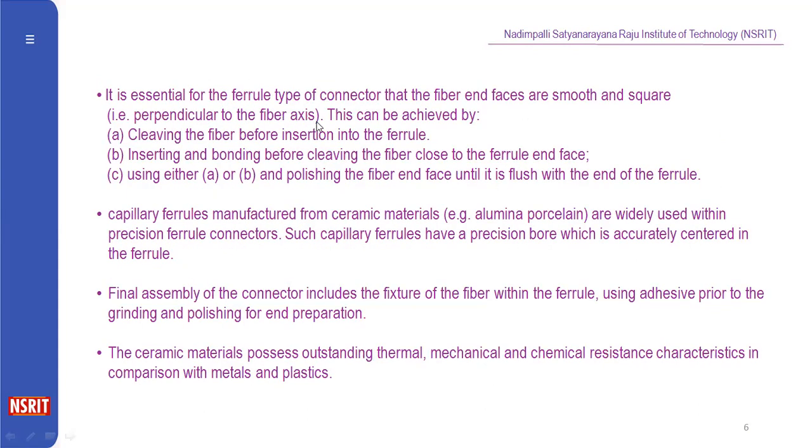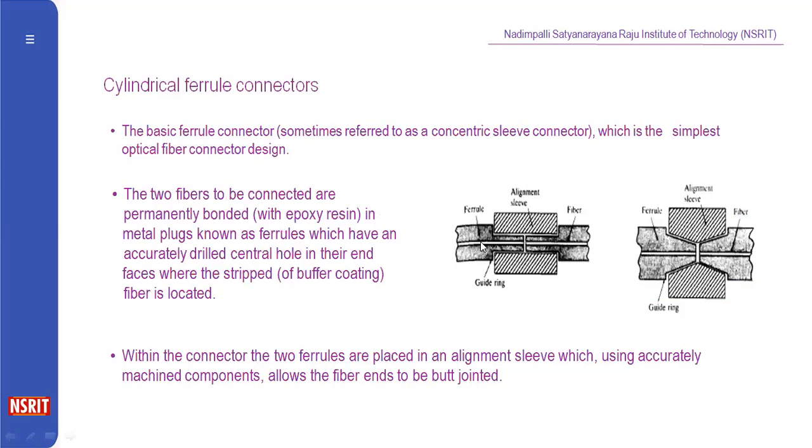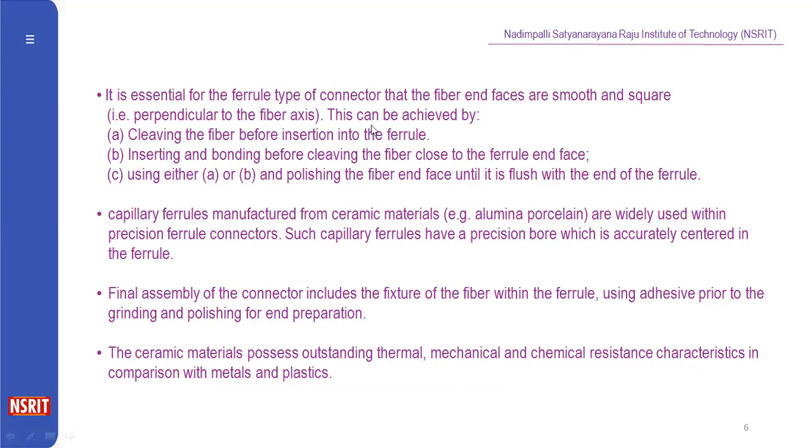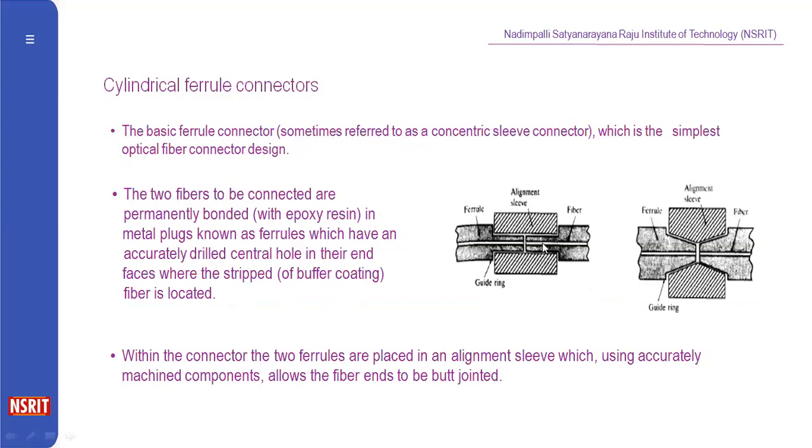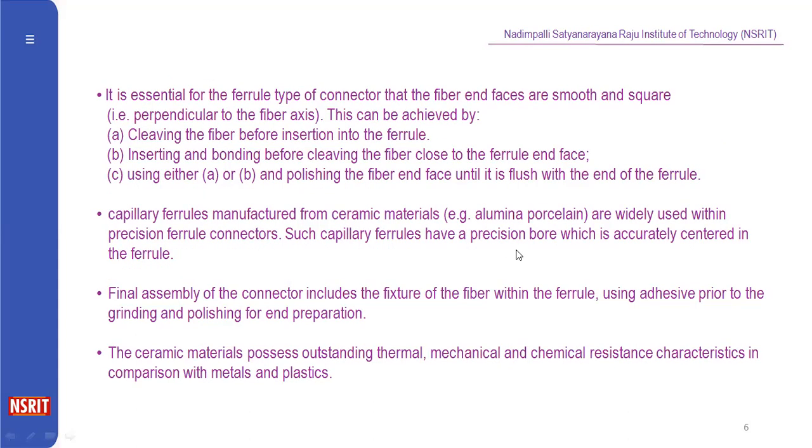That is, perpendicular to the fiber axis. Here you can see the fiber axis. To this, the fiber ends should be perpendicular. This can be achieved by cleaving the fiber before insertion into the ferrule. This fiber, before being inserted into the ferrule, has been cleaved. We will show what is meant by cleaving in the next slide. Inserting and bonding the fiber, cleaving the fiber close to the ferrule end face. So these two should be close to each other.